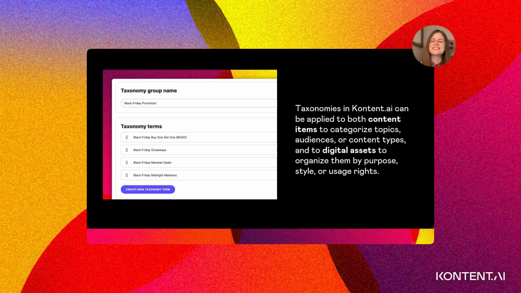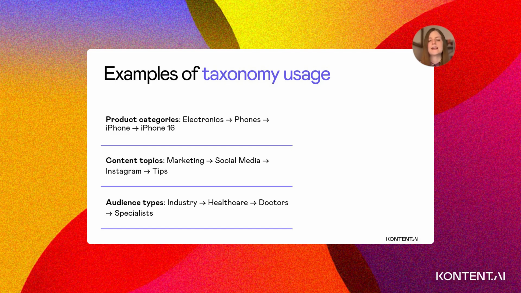So that's a crash course in taxonomies. And now I'm going to look at examples of taxonomy usage, just so you can further think about how you could use it in your own CMS and in your own company setup. I've chosen 3. One of them is product categories. So electronics, to phones, iPhone 16.